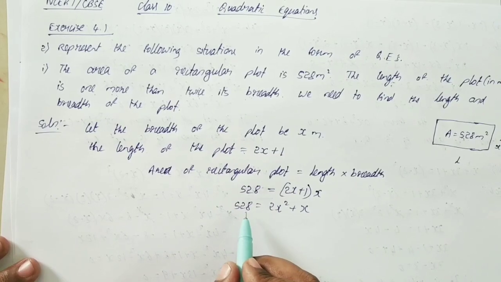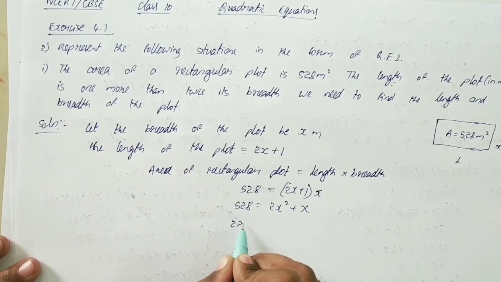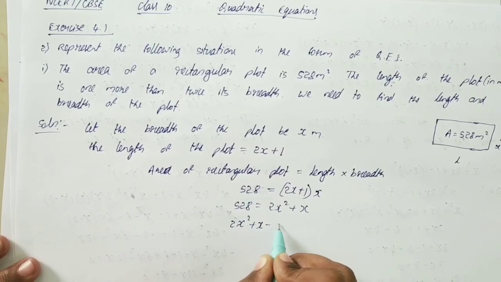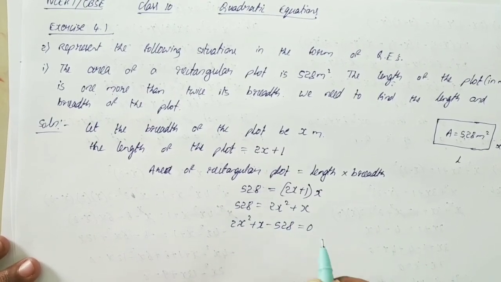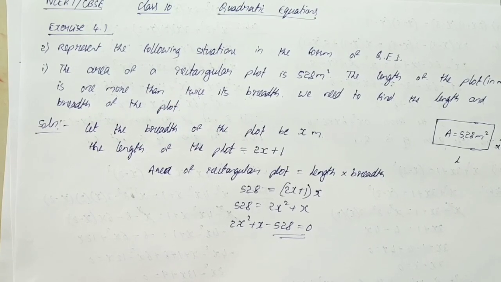Now if I shift 528, what will it become? 2x square plus x minus 528 is equal to 0. This is our quadratic equation.